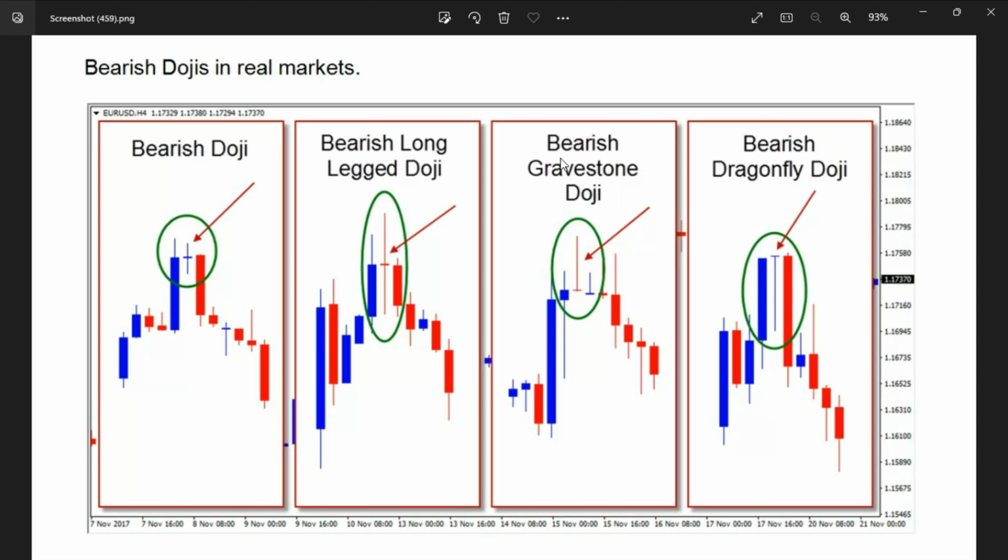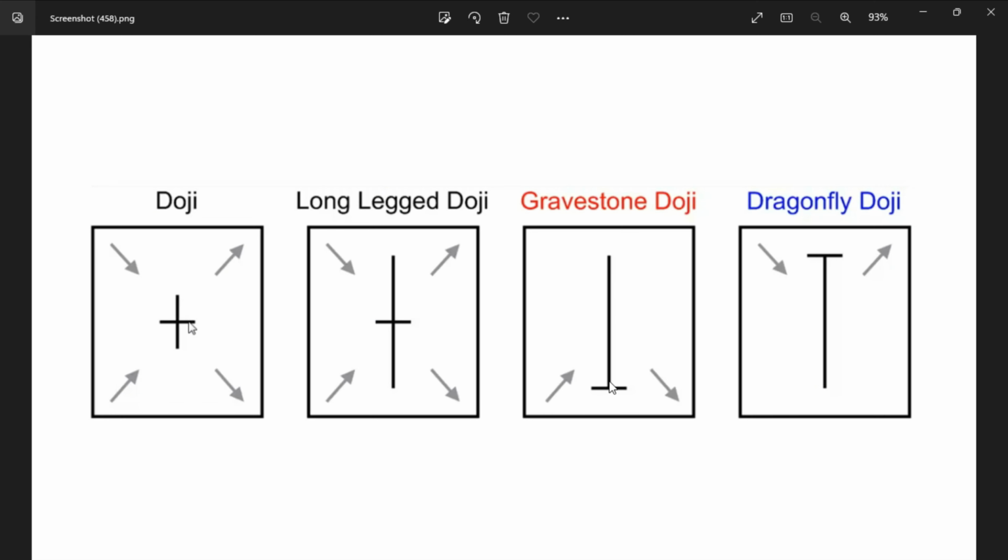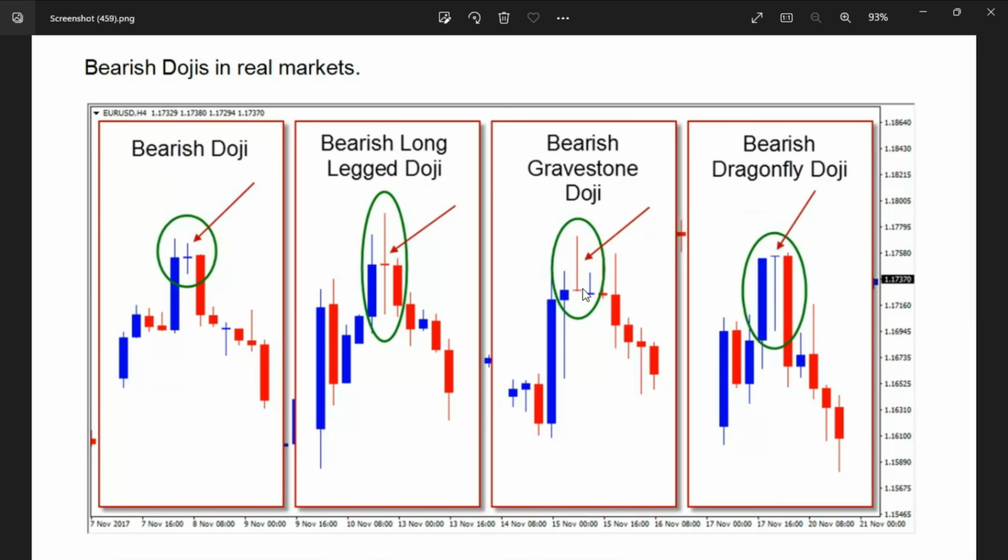Now we have a gravestone doji. See that? As I explained here, a gravestone doji looks more like this. The market goes up bullish and later drops back down and closes at the same position where it opened, right? The market sold and pulled back up again and closed where it started, or close to the price where it started. Now this is applicable when the market went bullish. This is a bullish move.